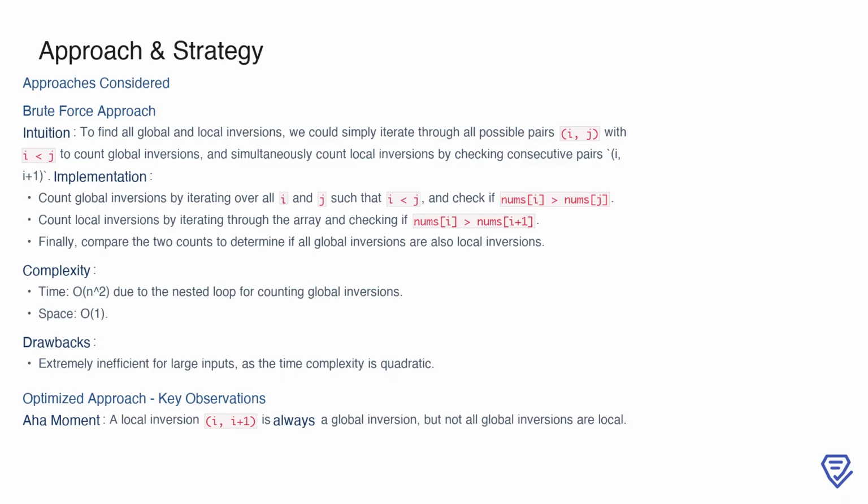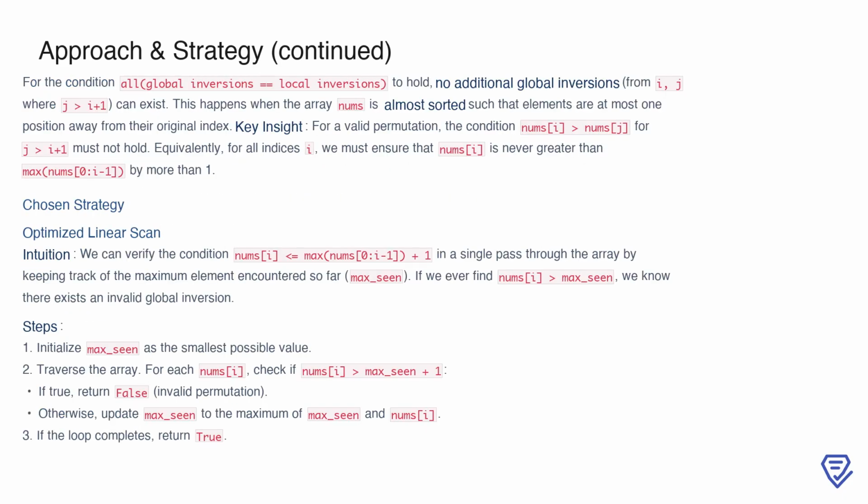A critical observation provides the foundation for improving our approach. While every local inversion is inherently a global inversion, not all global inversions are local inversions. This insight forms the basis for a faster, more efficient method. The key to optimizing the solution lies in understanding the relationship between global and local inversions. For the condition that all global inversions are local to hold, there cannot be any global inversions arising from pairs i, j, where j is greater than i plus 1.